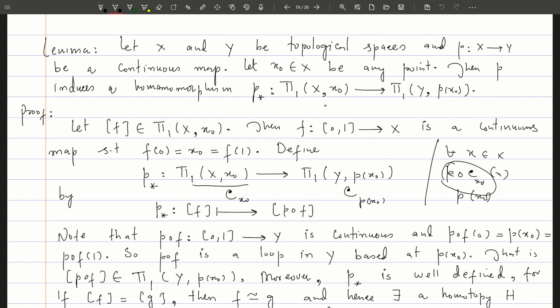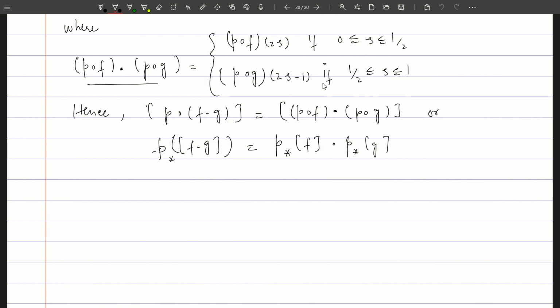So one should keep in mind that whenever we have a continuous map, say p from space x to y, then this p induces a homomorphism between their fundamental groups based at some point x naught. So one has to keep this in mind that we have to mention this x naught. So it depends on the point x naught.